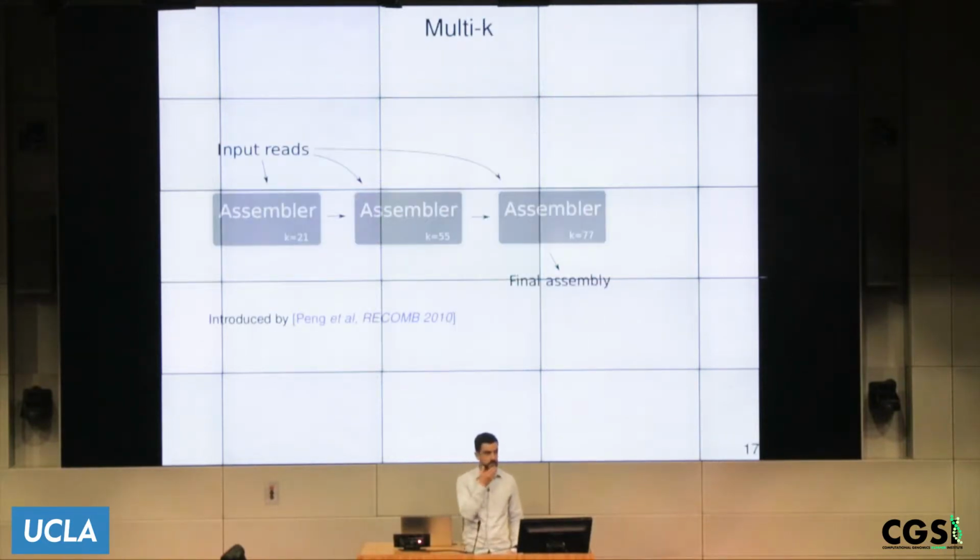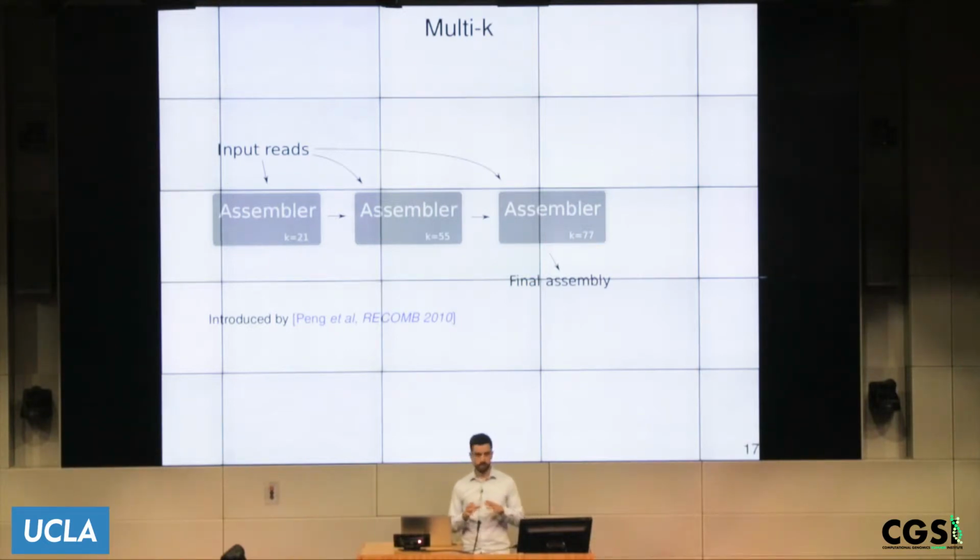Okay, and finally, this is k equal to 91, clearly not a good assembly. All right, so the remedy that was found 8 years ago, introduced by Peng et al. in 2010, is to do MultiK. The idea is that you will reap the benefits of multiple k values. And the principle can be summarized in this figure.